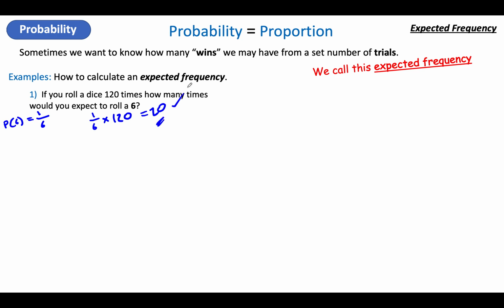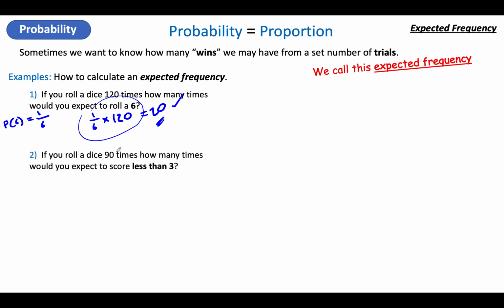Now, if you were doing it on a calculator, I would just type in the fraction, set your fraction up on your calculator, times by 120, just like I have written there, and it will give you your answer. Okay. Right, let's try another one.